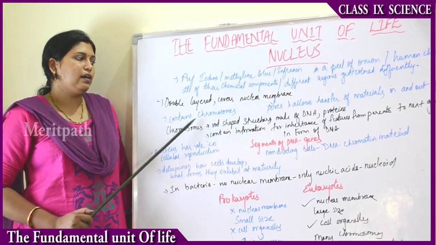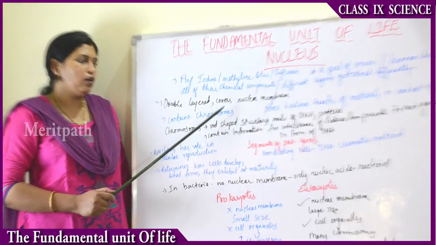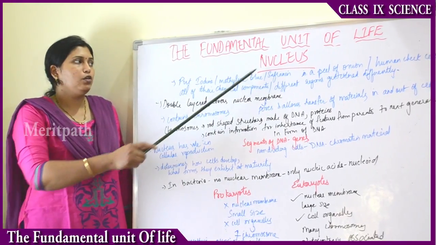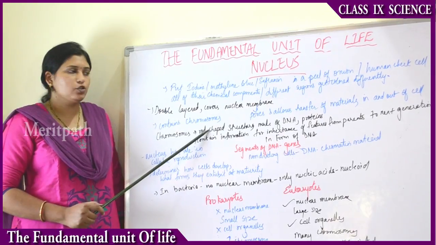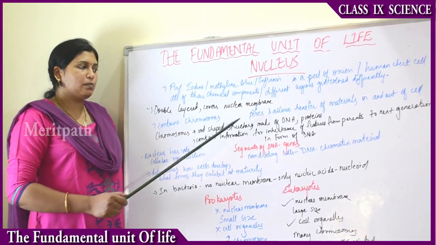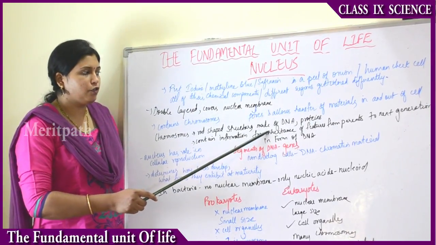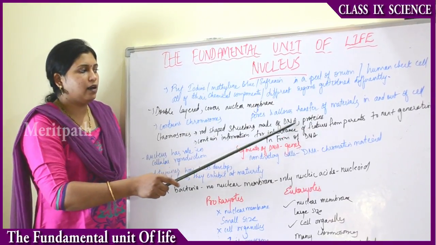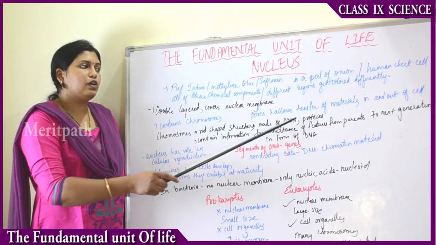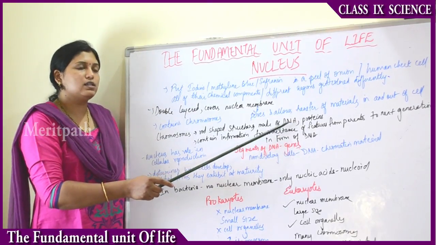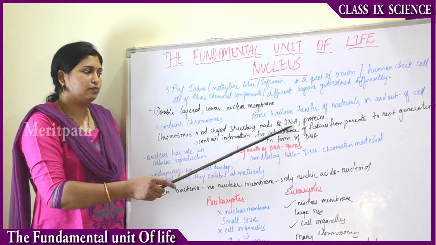And this nucleus contains chromosomes. There is something called chromosome, a distinctive feature. What are chromosomes and what are the functions of chromosomes? Chromosomes are rod-shaped structures. They are made up of DNA and proteins. DNA here is deoxyribonucleic acid.